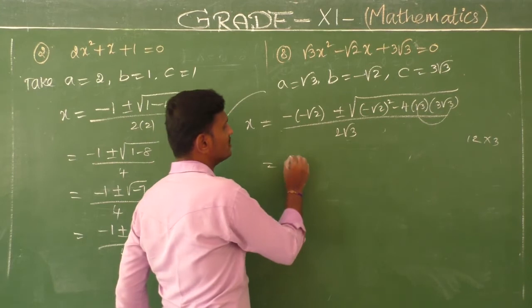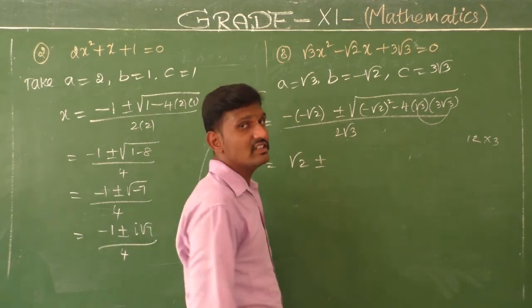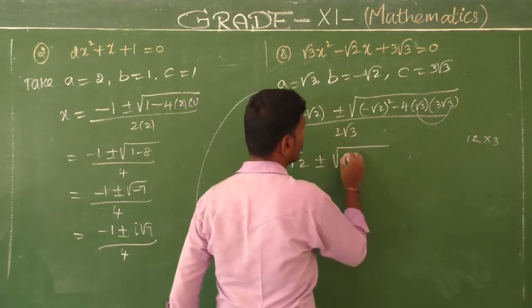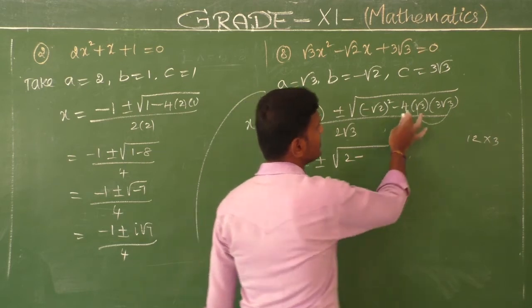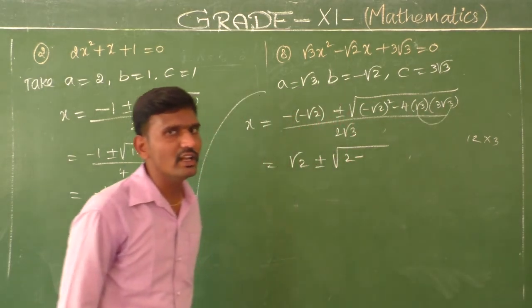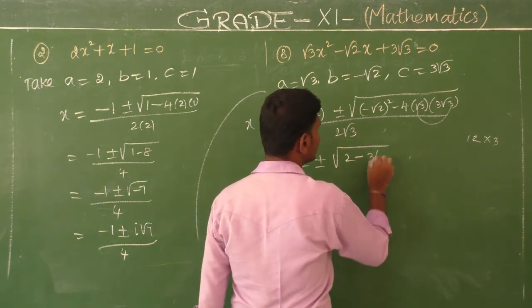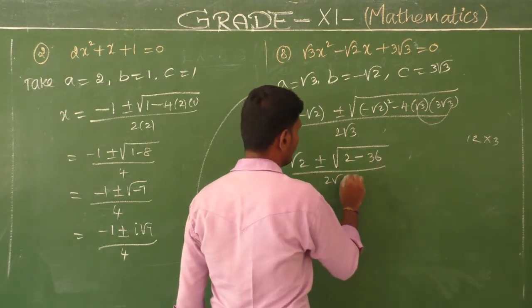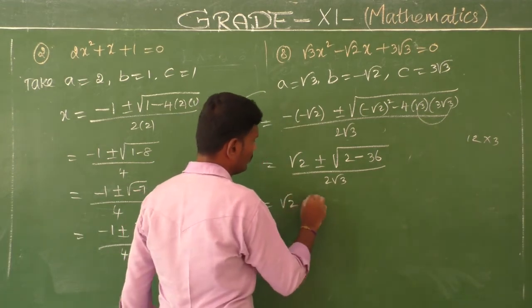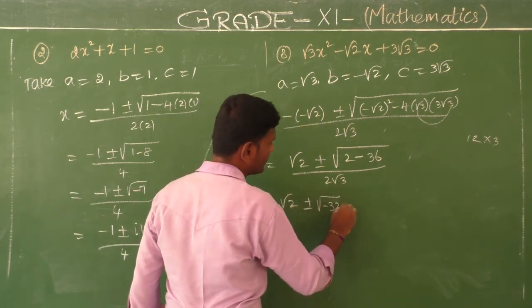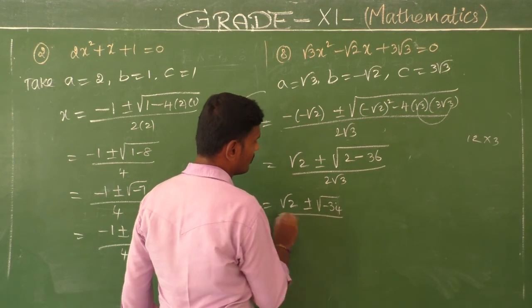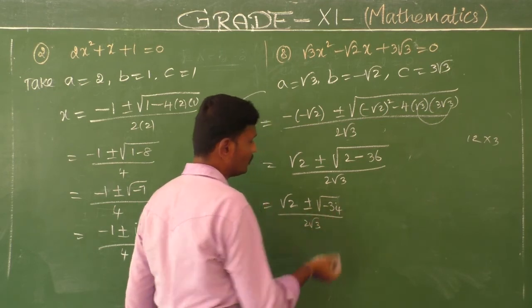Students, here minus into minus plus root 2 plus or minus root 2 the whole square, you are going to get 2 minus, 4 3s are 12. So root 3 into root 3 is 3, so 12 3s are 36. The whole divided by 2 root 3. Then root 2 plus or minus square root of minus root 34, the whole divided by 2 root 3.